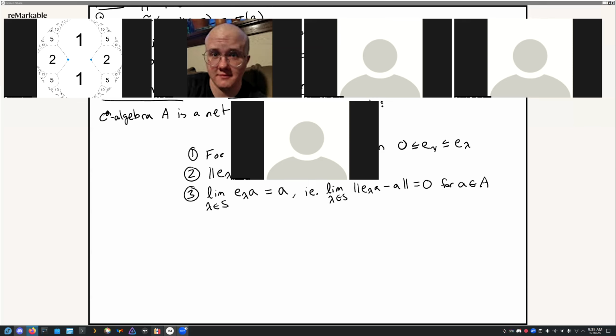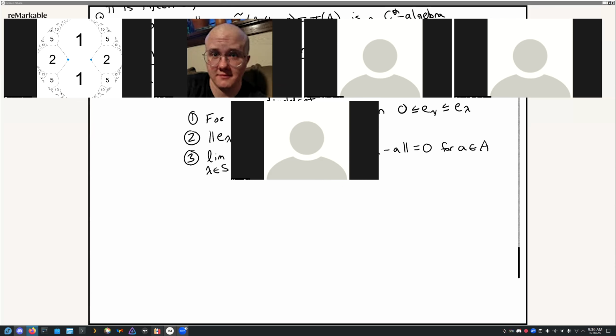And that would be more or less an approximate example of an approximate unit. Okay, so now there's a really technical theorem, but I think the proof is pretty cool. This is theorem 4.4.